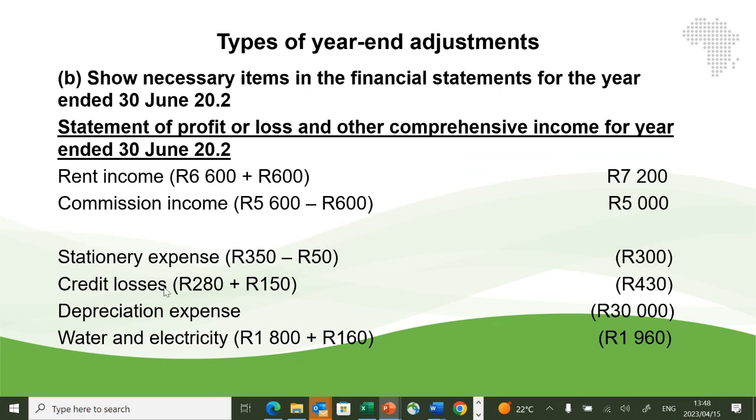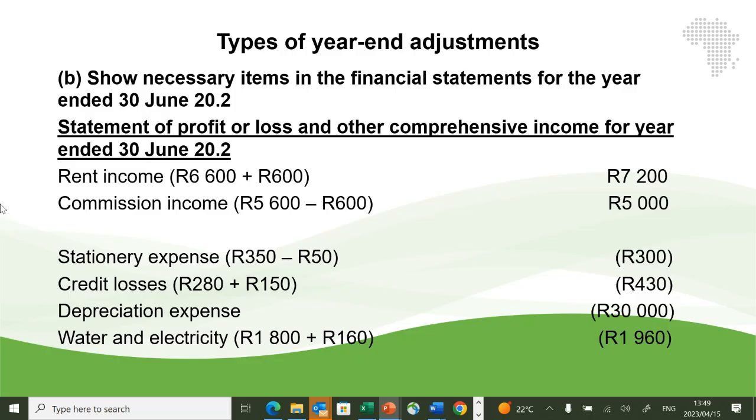Credit losses, you were given that the one that has already been recorded into the credit losses account was only 280, and they required you to process an additional one. Losses behave like expenses, they increase on the debit. So we debited the credit loss of 150, which means we have to come here and we add. So we'll say 280 plus 150, you get 430. Depreciation expense was straightforward. You just have depreciation expense of how much? Of 30,000. You just subtract there.